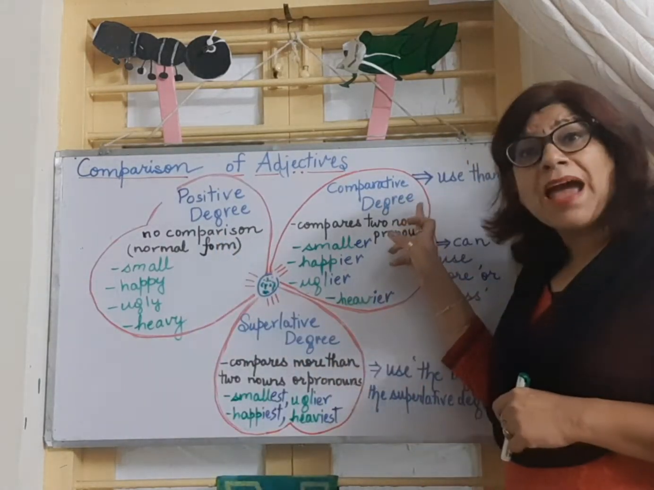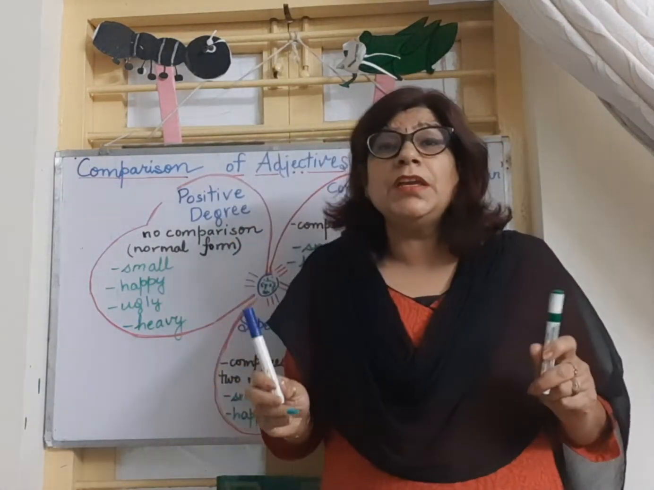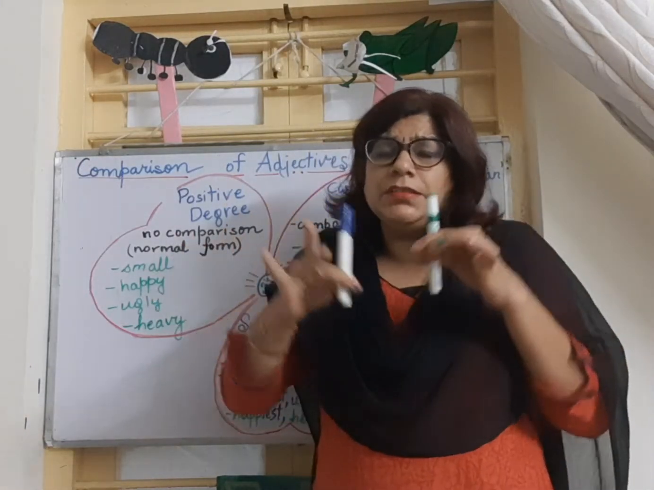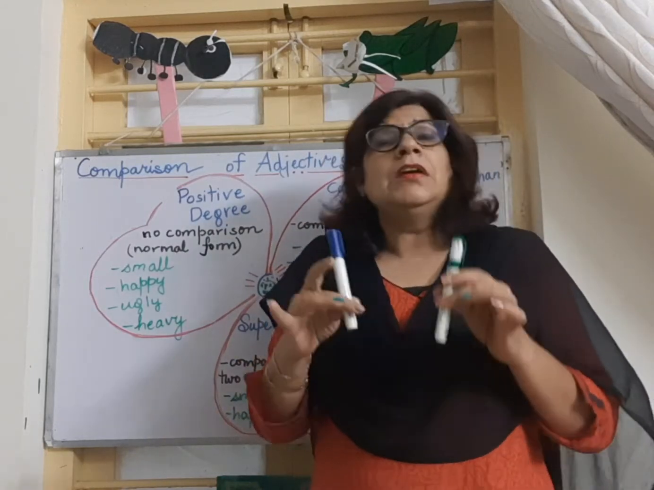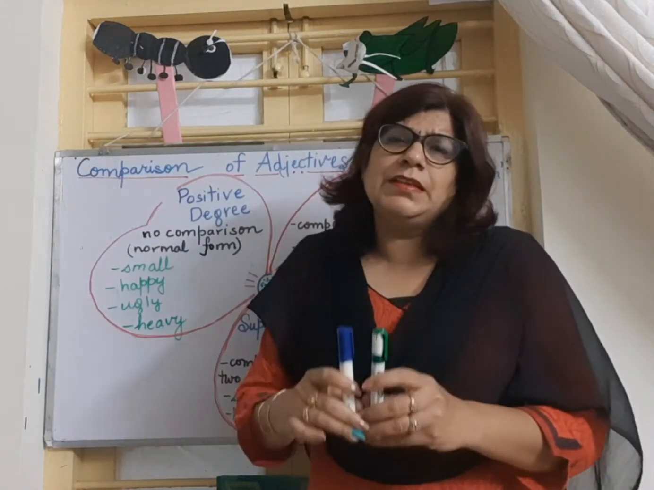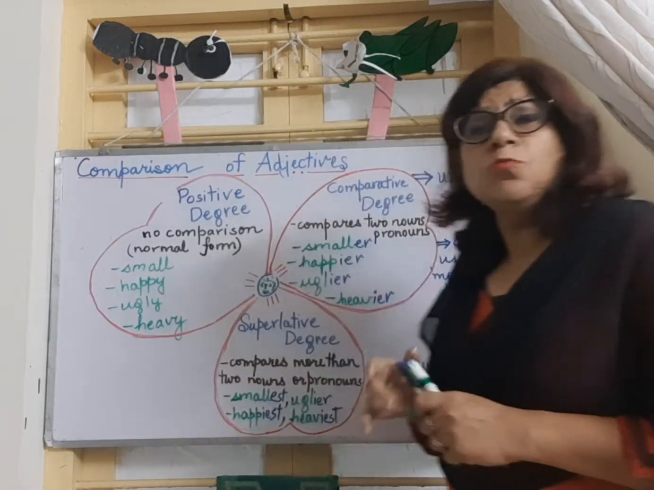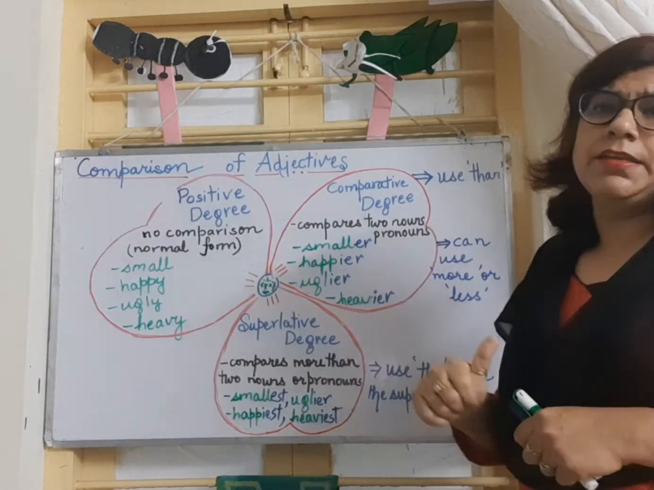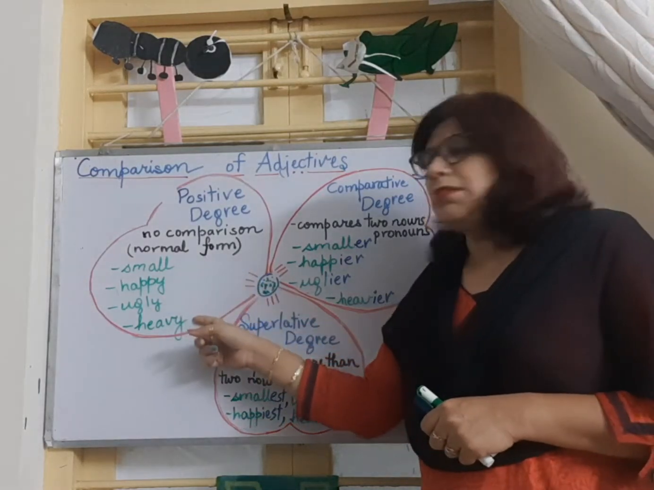Then coming to comparative degree. When I say comparative degree, here there is a comparison between 2 nouns or pronouns. Suppose I am comparing these 2 pens. I can compare them for their size, their shape, their color, the material with which they are made, and the words that describe them will be called the comparative degree of adjectives. To make the comparative degree of adjectives, we add ER or IER to the positive degree.